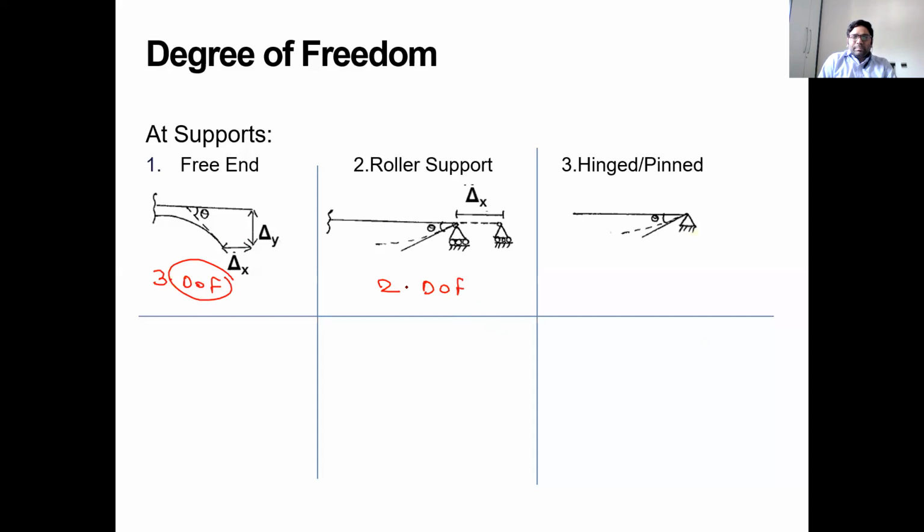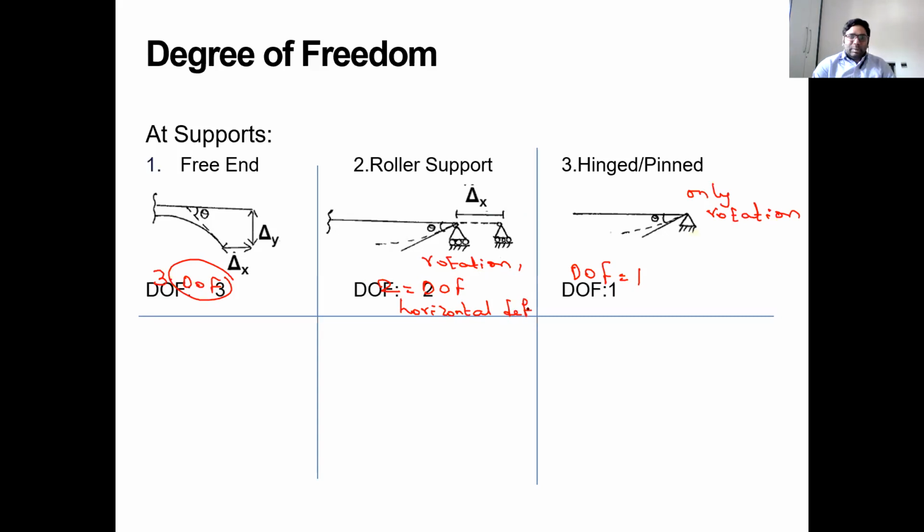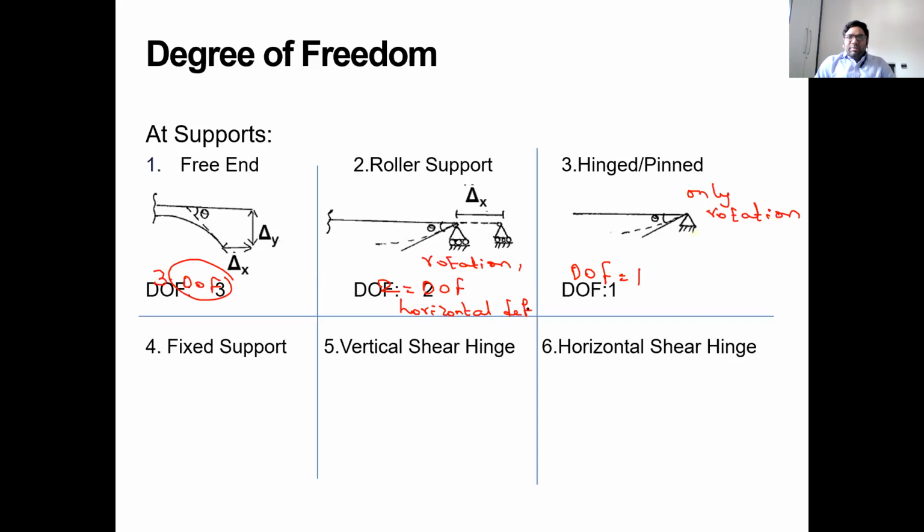Roller support has 2 degrees of freedom, and a pinned support will have 1 degree of freedom. That is only rotation. I have already explained this concept. And here rotation, rotation, and horizontal deflection. Okay. Now degree of freedom 3, 2, 1.